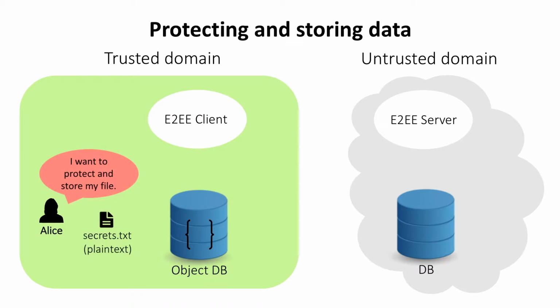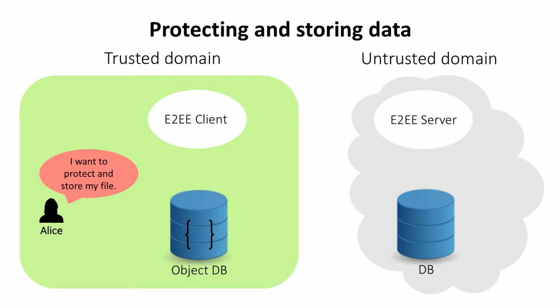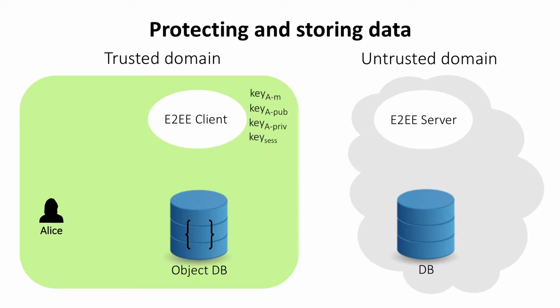Alice has a document that she wants to securely store in a remote database. She stores it in the local database and asks the client to start the protection process. To generate or unlock the master key used for encryption, Alice has to provide a passphrase. The client uses the passphrase from Alice to generate a master key for her. For data encryption, the client generates a public-private key pair and a session key.